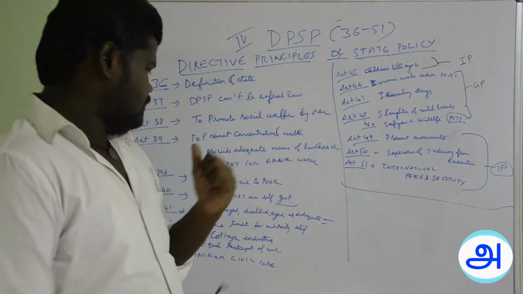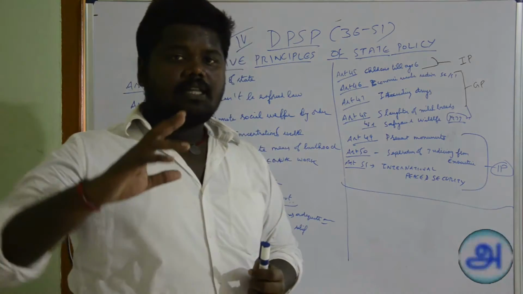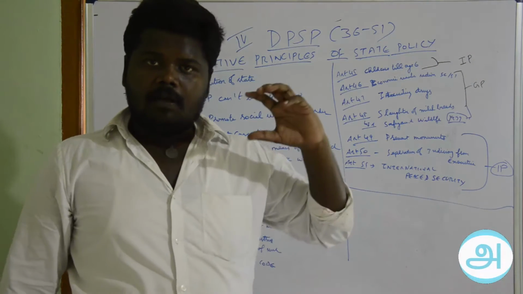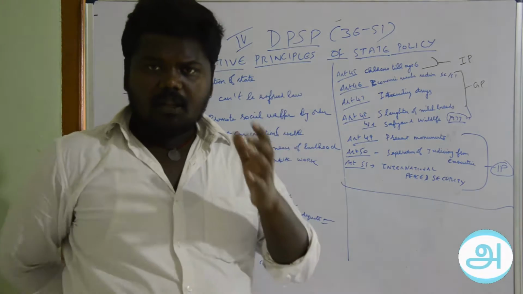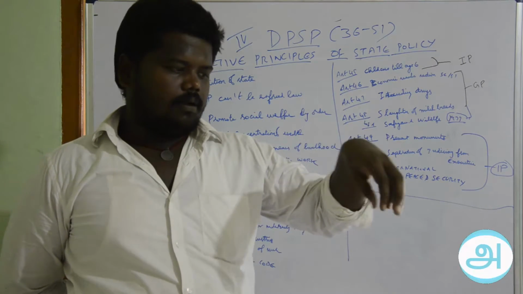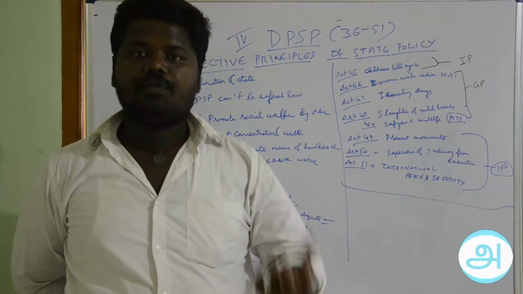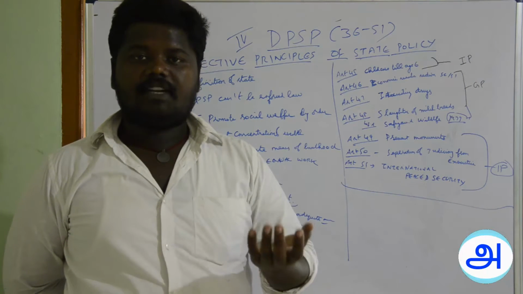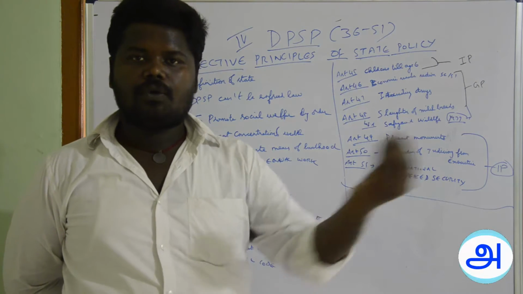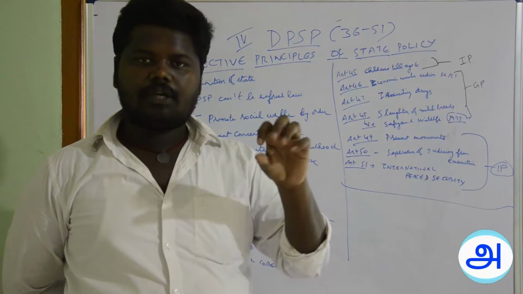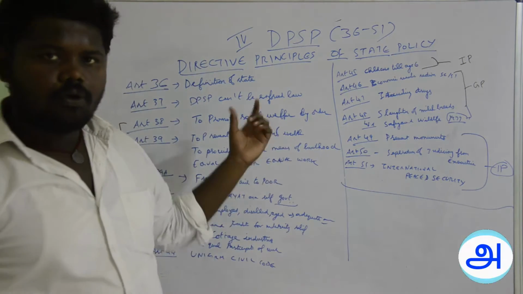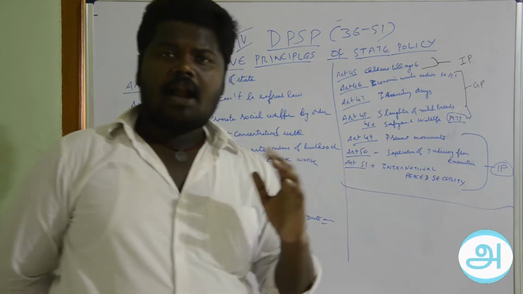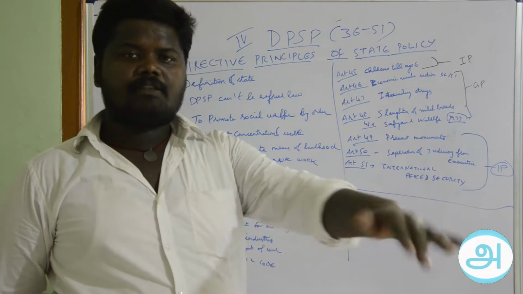And Article 39 says prevention of concentration of wealth. If you see after independence, all the wealth has been concentrated in few areas. Take a village: the whole property of the village will be with the village zamindar, or one or two big shots. Those people alone accumulate all the wealth. To prevent that accumulation of wealth, it is an important DPSP. It's a directive principle, and all the people should be given adequate means of livelihood.